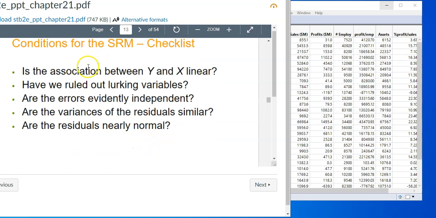Okay, checklist. Conditions for simple regression model. Again, there are other conditions that I will add later. Is the association between y and x linear? How do we check that? Scatter plot. We create a scatter plot, calculate the correlation value, look at the p-value. Is that linear? Have we ruled out lurking variables? There are variables that we probably did not get data for, or did not take into calculation.